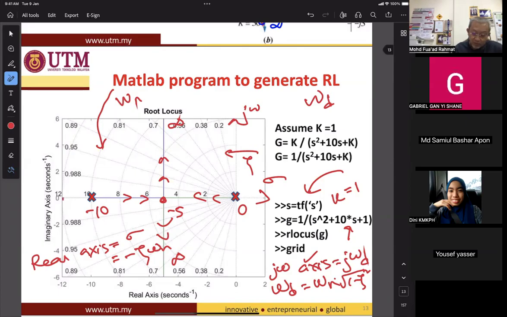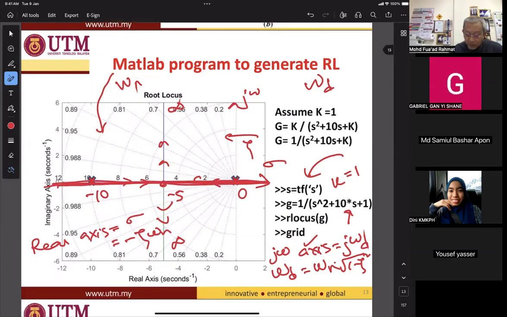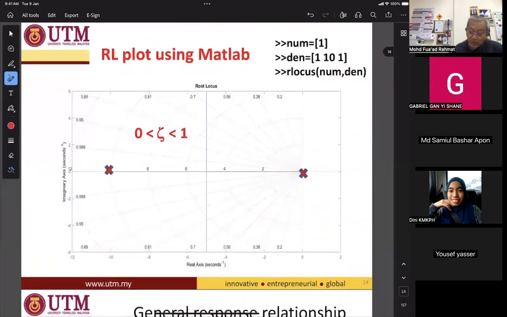This axis is the real axis, which is equal to minus zeta omega n, as I showed here. This is your real axis and this is the imaginary axis. The grid inside the root locus plot is the zeta line, and the circle is omega n.